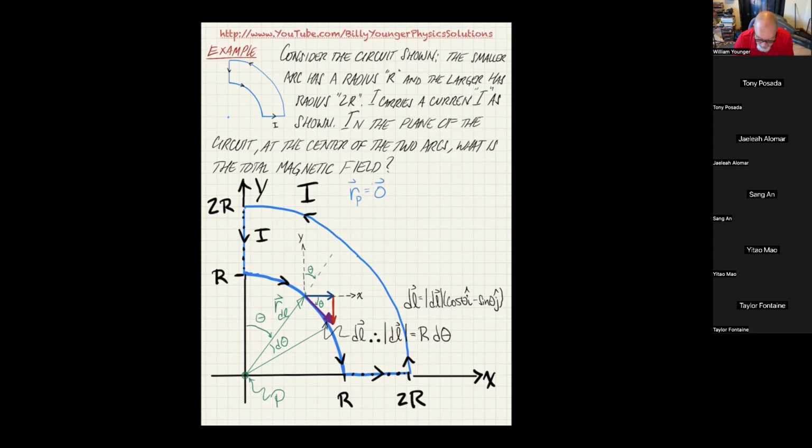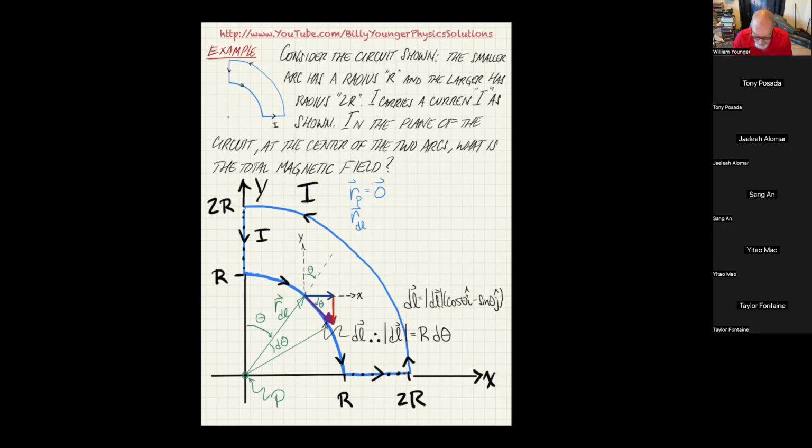Now, anybody want to try to guess and tell me what R sub DL looks like? So again, this is the vector R sub DL. It points from the origin to the tail of the segment DL. I've drawn the segment DL in purple, and since it's basically defined by an arc length, which we're sort of assuming is so small that the chord and the arc length are the same thing, the magnitude of DL is R d theta.